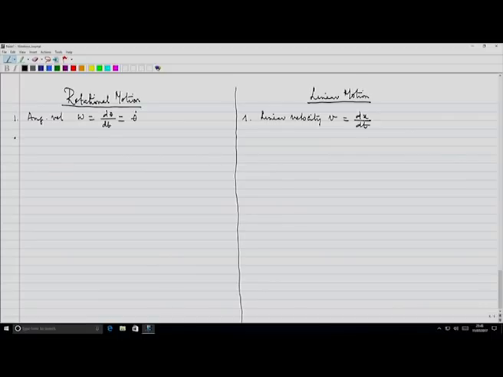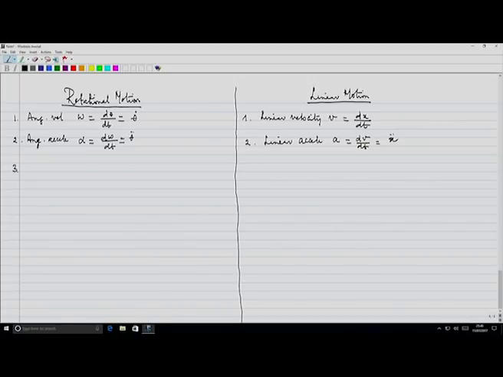Then angular acceleration. Angular acceleration is alpha, defined as d omega by dt, also theta double dot. The corresponding situation in linear motion is linear acceleration, a equal to dv by dt. Of course, I am doing this in one dimension, no problem. We can extend it to the general case also.